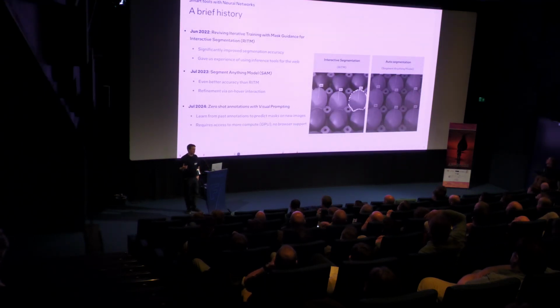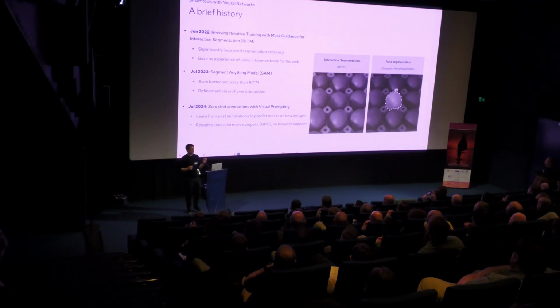The first thing we tried was an algorithm that's called Reviving Iterative Training with Mask Guidance. And internally, we always call it RTM. It's essentially, you give it a point in a bounding box, and then it runs a neural net. It has a similar algorithm as Segment Anything, which I'll cover soon.